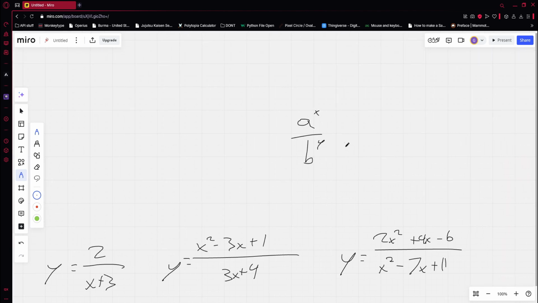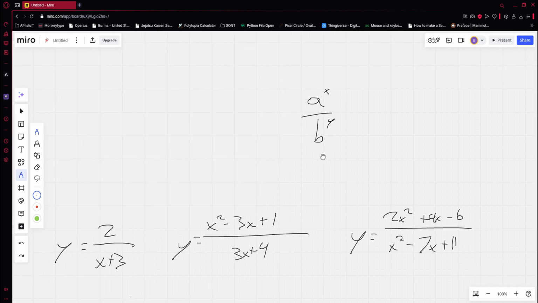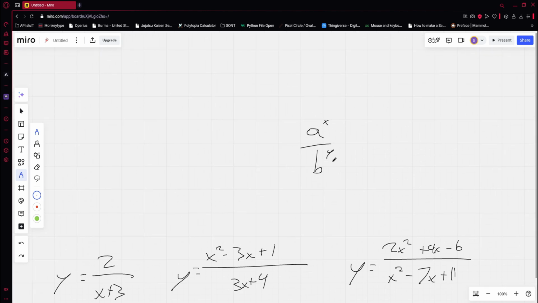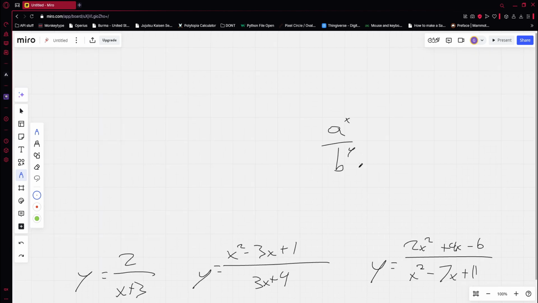Right? So this one is going to have the higher degree. This is a higher degree because it's on top, and this is a lower degree because it's on the bottom. And this is only for this specific situation, to find the slant asymptote. And then these are the respective intercepts.